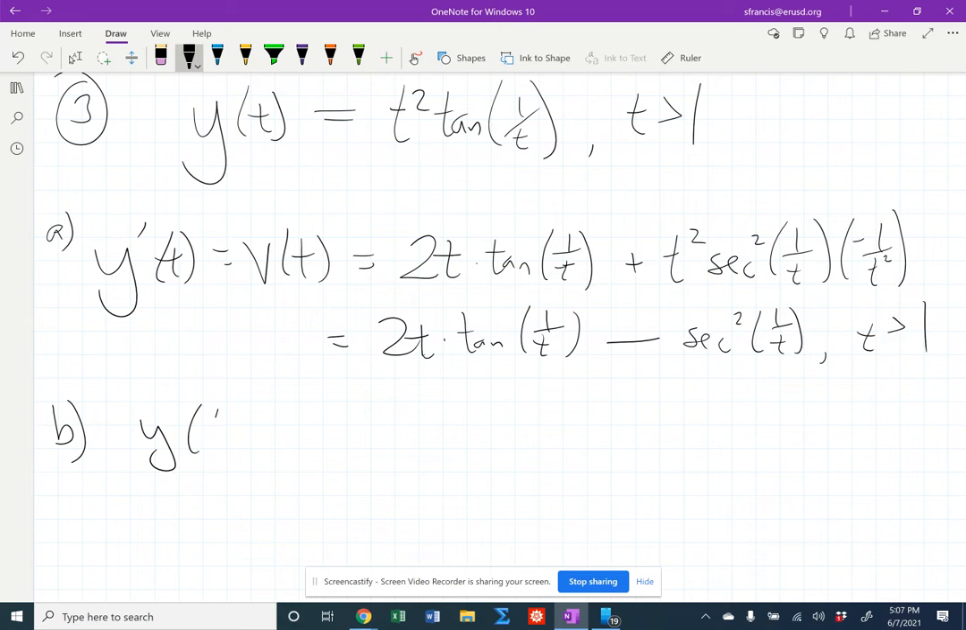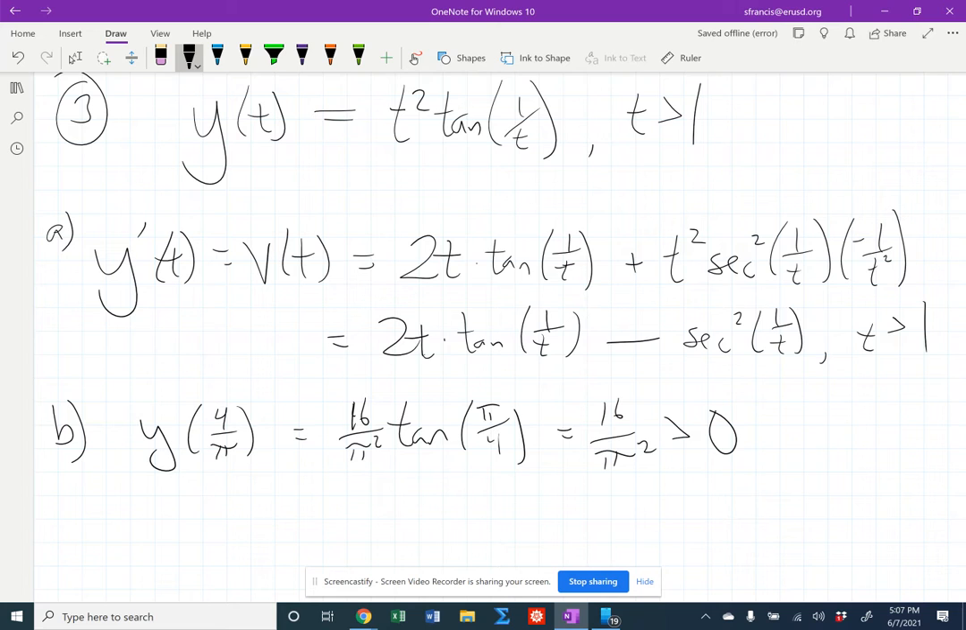We have to know where the object is, what position it's in, and which direction it's moving. Both of those things matter here. So y of 4 over pi is 16 over pi squared times the tangent of pi over 4, because 1 over t is the reciprocal. Tangent of pi over 4 is 1, so this is 16 over pi squared. And the important thing about that is that it's positive.